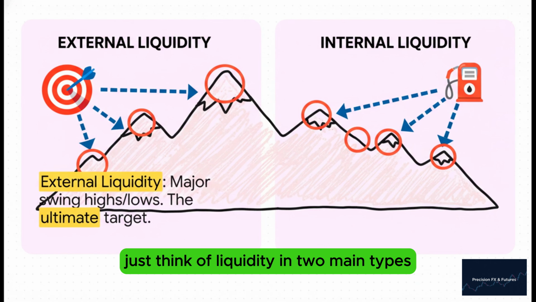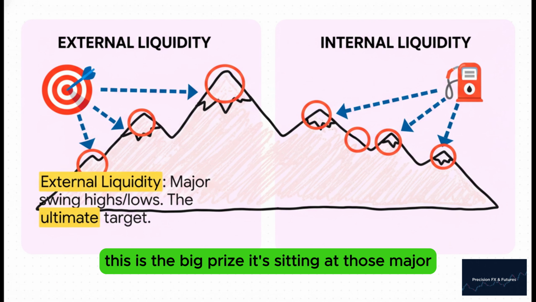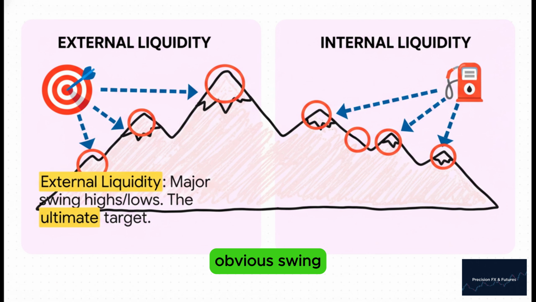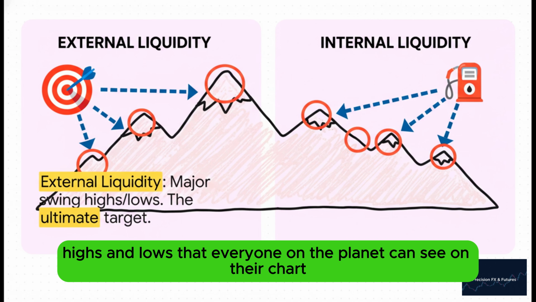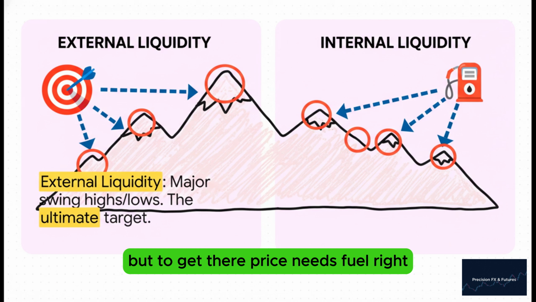Just think of liquidity in two main types. First, you've got external liquidity. This is the big prize. It's sitting at those major, obvious swing highs and lows that everyone on the planet can see on their chart. That's the ultimate target. But to get there, price needs fuel, right?